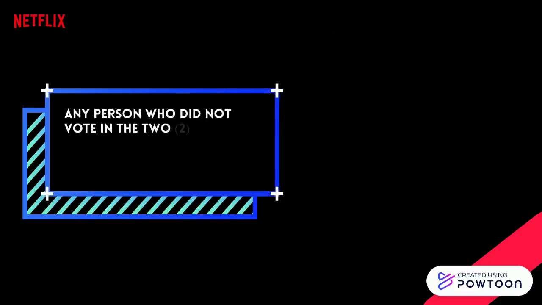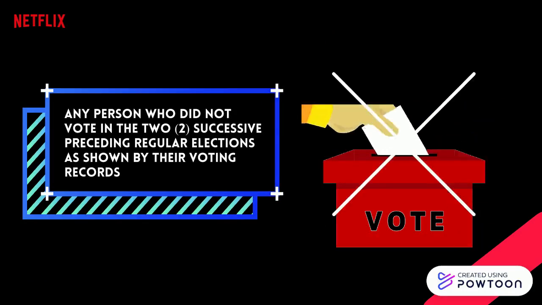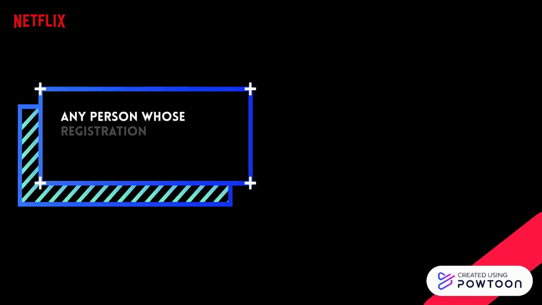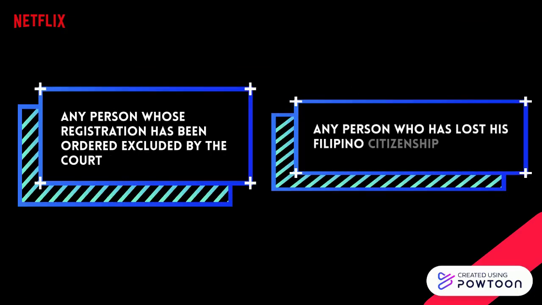Fourth ground. Any person who did not vote in the 2 successive preceding regular elections as shown by their voting records. Next ground, any person whose registration has been ordered excluded by the court, and lastly, any person who has lost his Filipino citizenship.